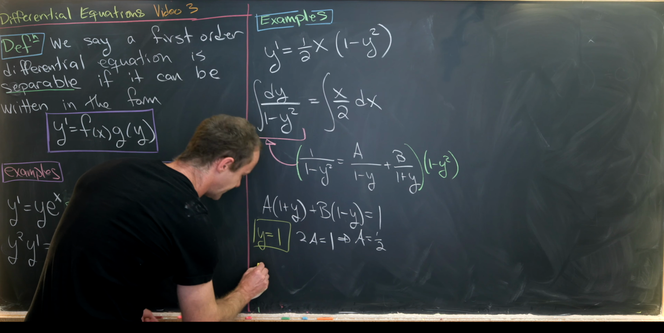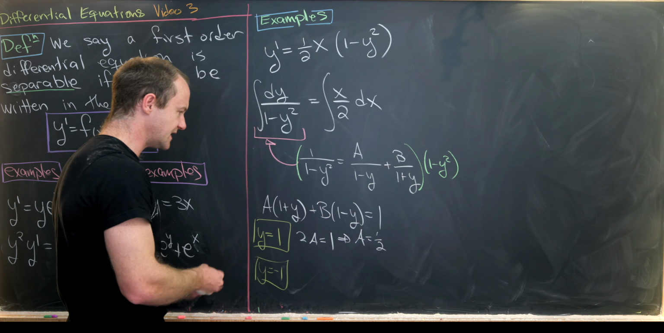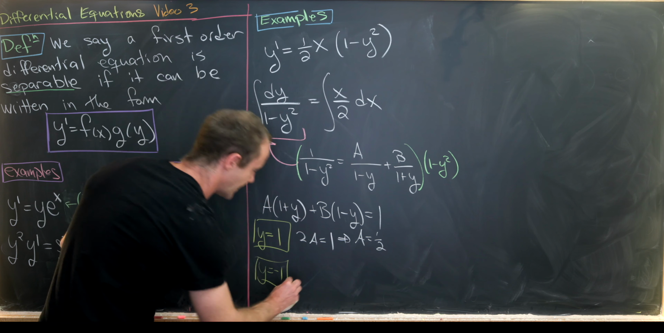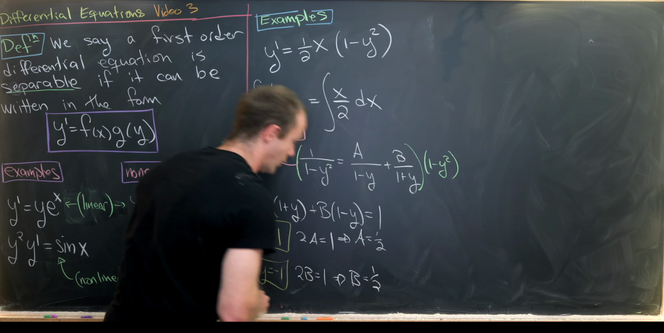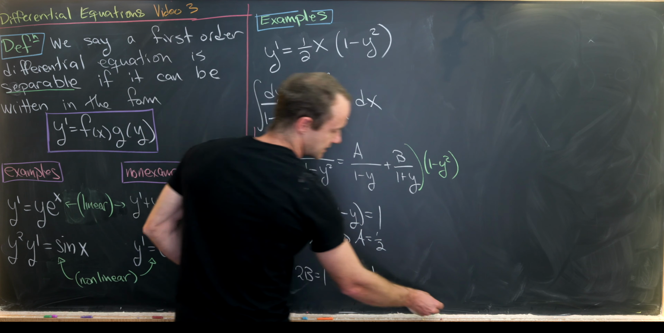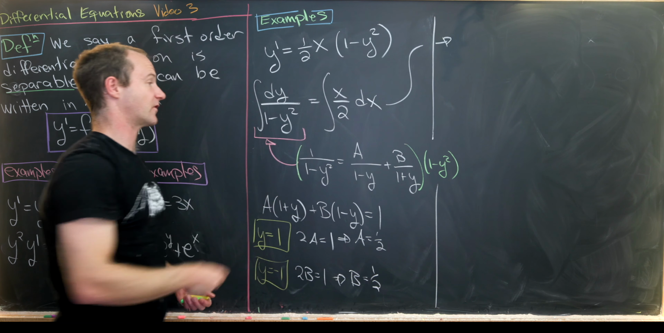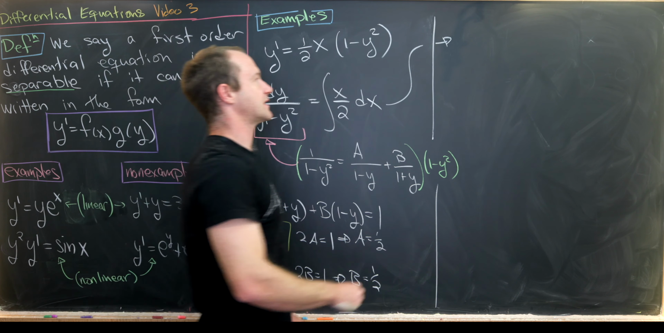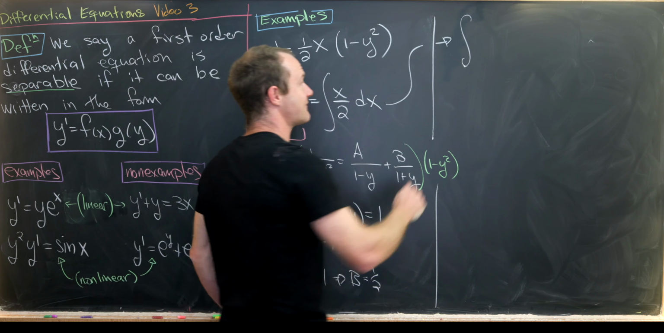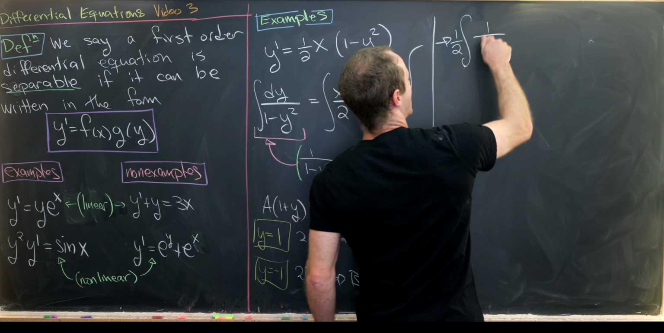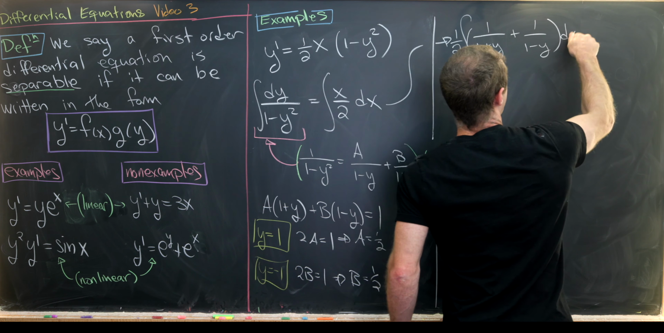And now let's notice if we set y equal to -1, then this bit cancels and we're left with 2 times b equals 1. In other words, b is also 1/2. Okay, so let's see what that gives us. So that means we can take this version of our differential equation and rewrite it as the antiderivative of, let's see, we can bring a half out front, so 1/2, and then we have 1 over (1 plus y) plus 1 over (1 minus y) dy.